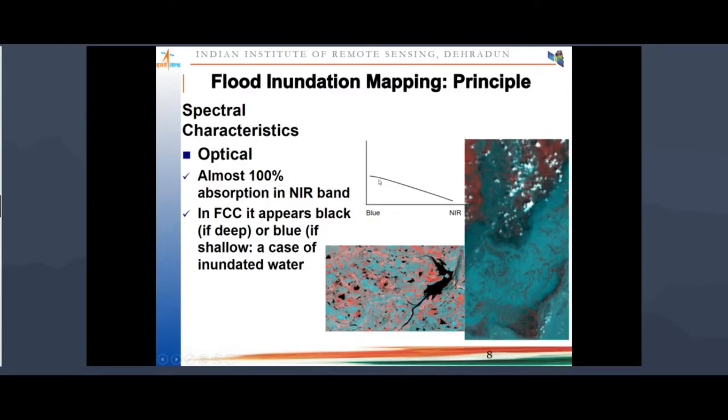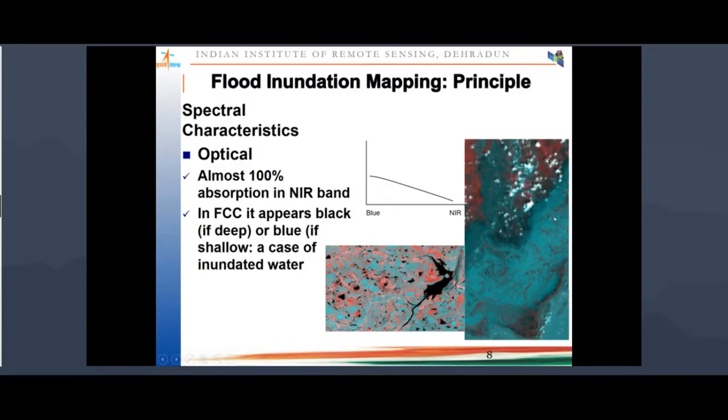But if you see the water curve, it is highest in blue and lowest in the NIR. So basically, in the spectra, there is very low reflectance from the water. It means water will appear black in any imagery. But the flood water is not pure water. It has a lot of sedimentation. So it will not appear pure black.